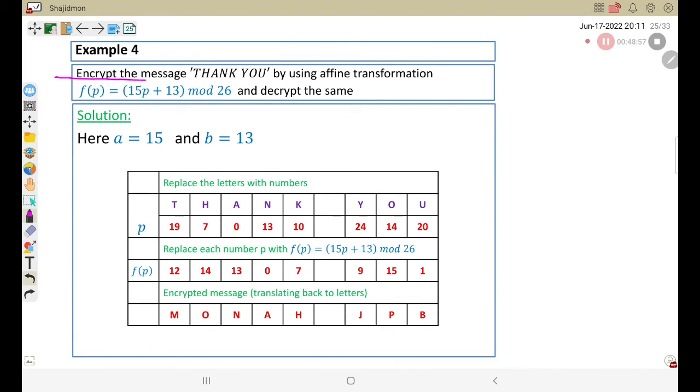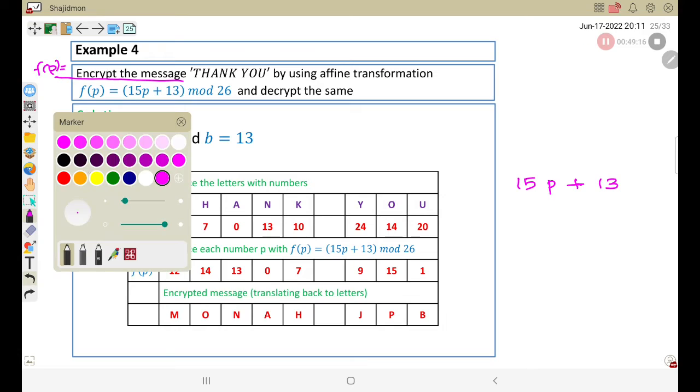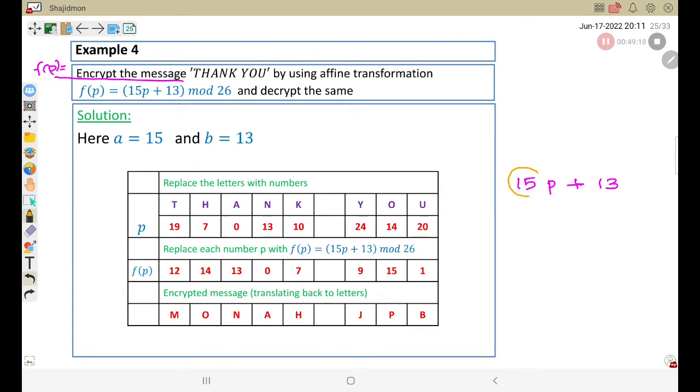Okay, we will go to one example so that you will understand more. For example, encrypt the message. Encrypt means we need to calculate f of p. Message: thank you, by using the affine transformation 15 multiply p plus 13 mod 26, and decrypt the same after that. So what are the keys? This is the first key, key number 1 or A number. This is the second key, key number 2 or B number. So A equals 15 and B equals 13.